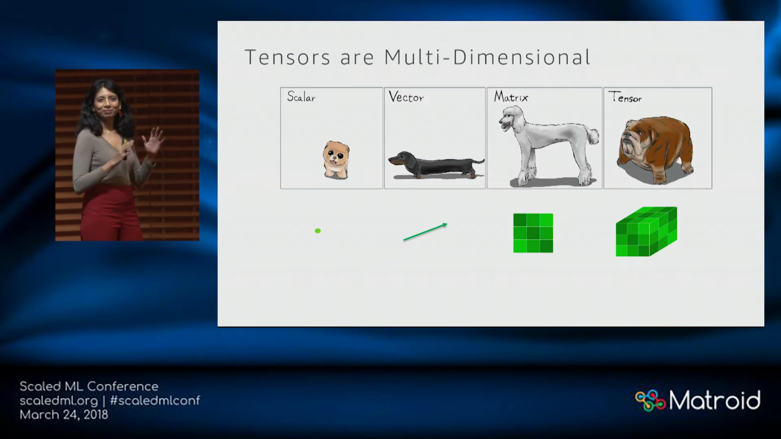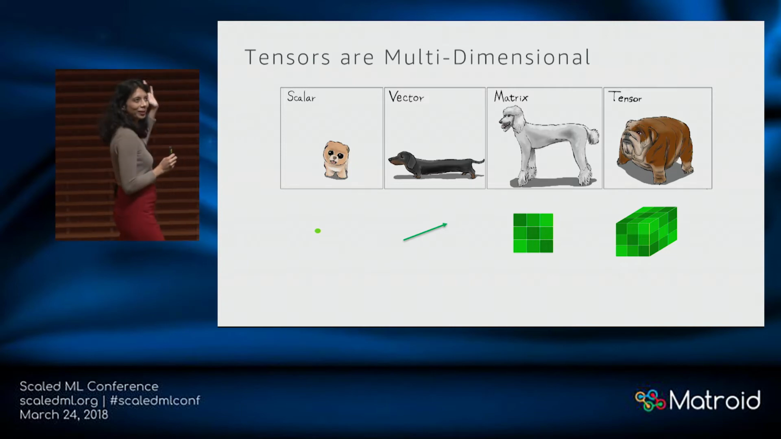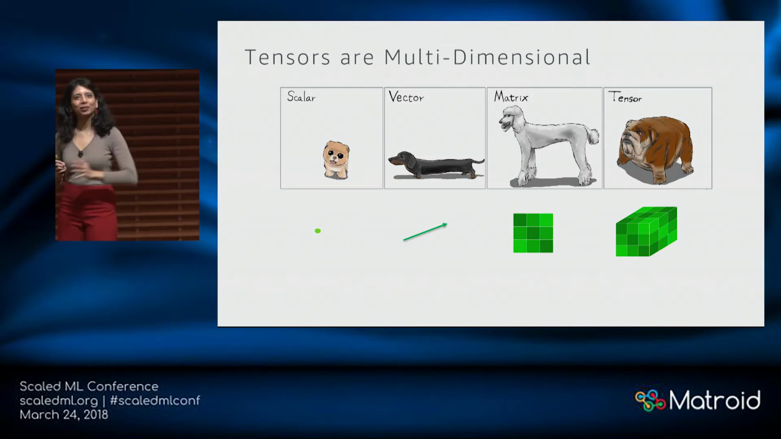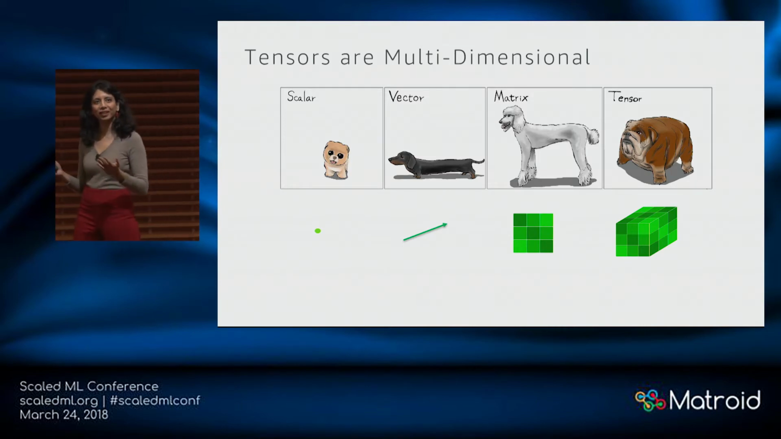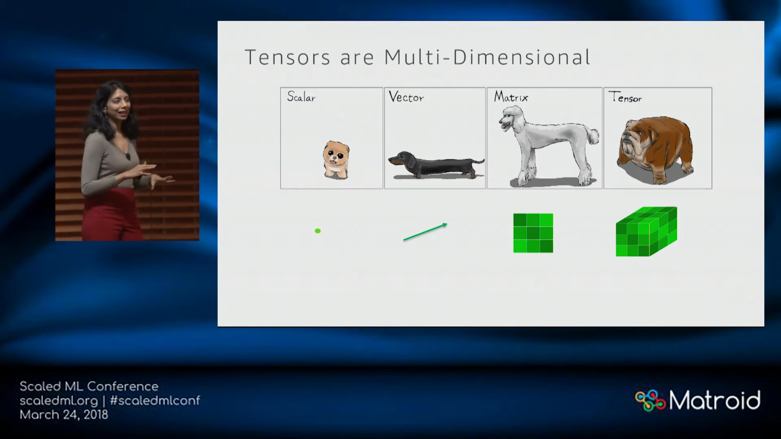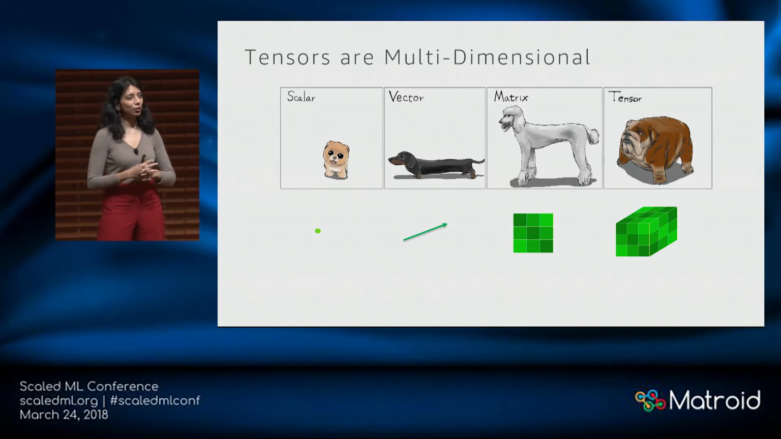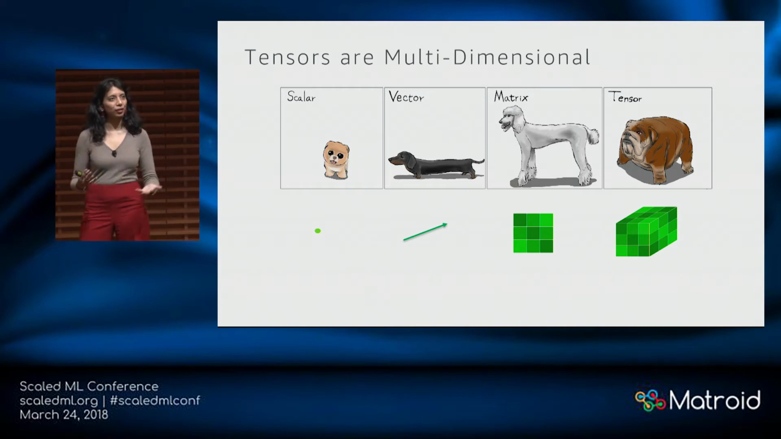So I think everybody here in the audience has taken a linear algebra class, so we are familiar with the starting dimensions, right? A zero-dimensional object is a scalar. If you have one dimension, that's a vector. If you have two dimensions, that's a matrix. And anything further is a tensor. So a tensor really is a generalization of matrices.